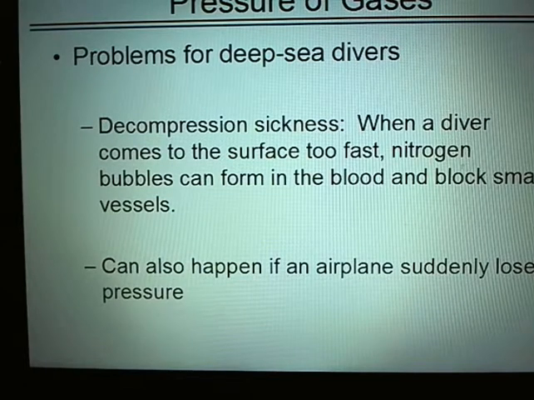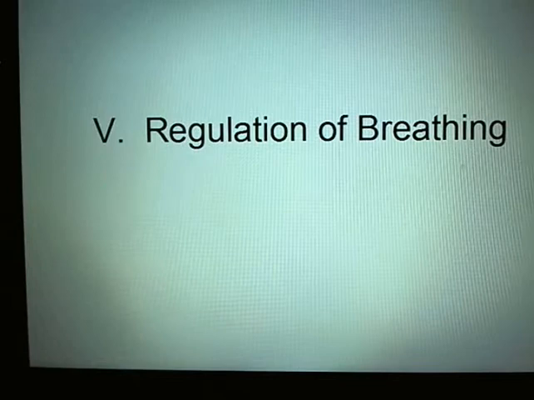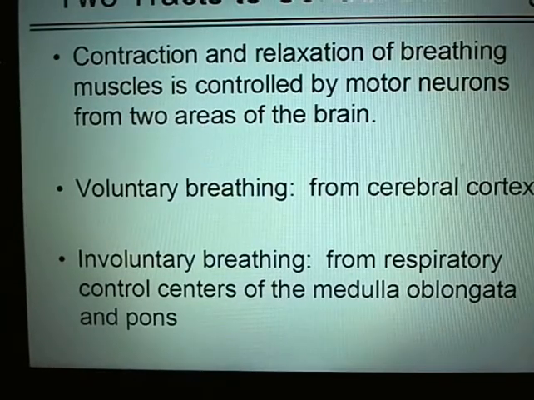Compression sickness. A diver comes to the surface too fast, nitrogen bubbles form in the blood and block the vessels. Two tracks, the voluntary from the cerebral cortex. We are not going to go into this in the lab.